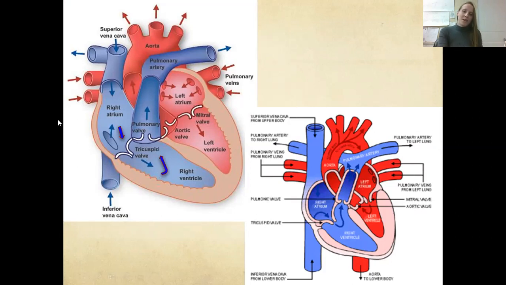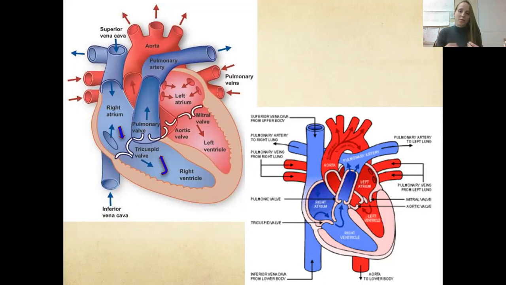So blood is going to come into the heart from the body through the vena cavas, so either the superior vena cava from the top of the body or the inferior vena cava from the bottom of the body. It's then going to go into the right atrium. The right atrium pumps it down into the right ventricle. The right ventricle is the bigger pump to push it out of the heart. It's going to go out through the pulmonary arteries.